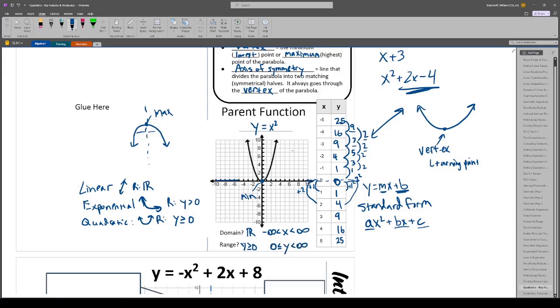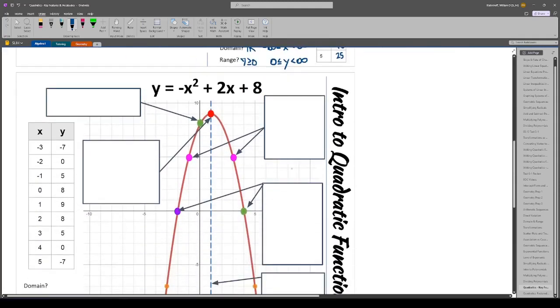If we inverted the graph like we did here and reflected it vertically, then we would end up with negative infinity less than y, less than or equal to whatever the maximum is. And I think we'll have a chance to see that a little further down.